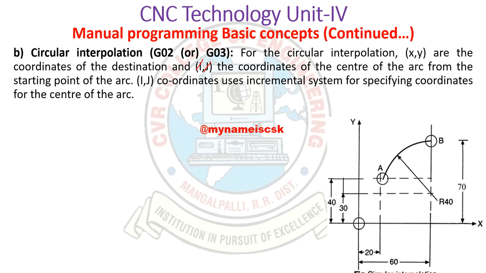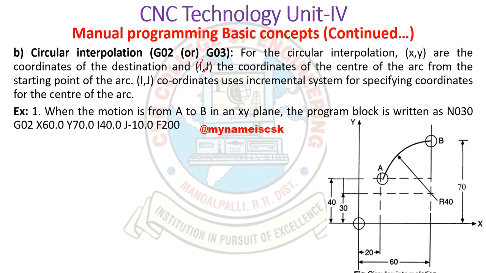So with respect to ijk, k is not there because it is the z-axis. We are not revolving anything in the z-axis. So when it has to move from A to B, we write N30 G02 because it is circular interpolation. Then we write the coordinates, the final position: x is 60 and y is 70, and we have to locate the center.